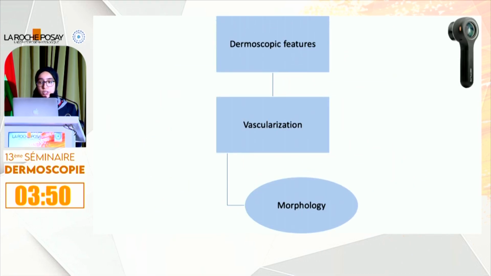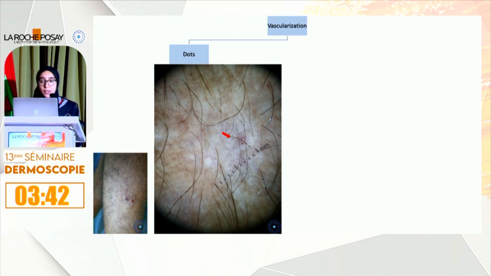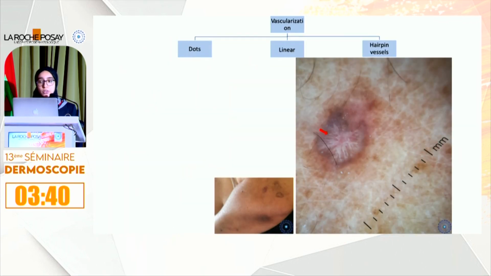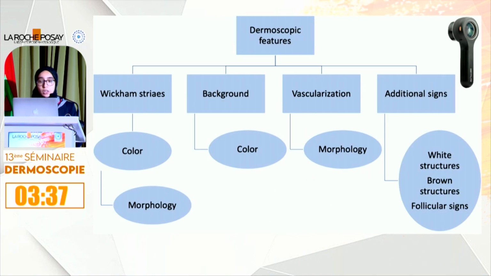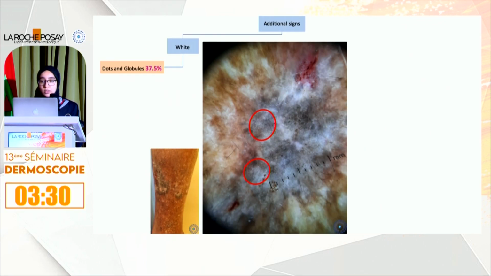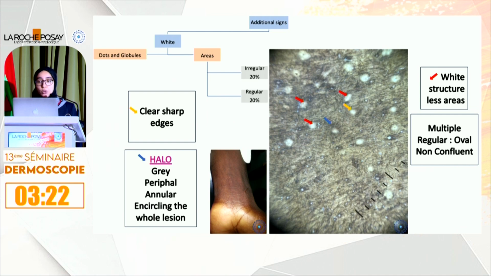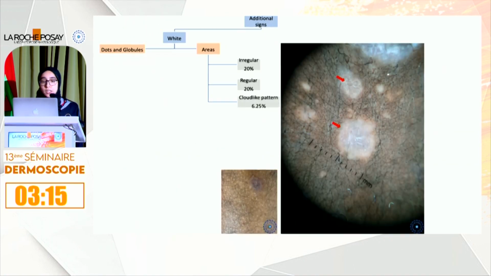Regarding the vascularization, it was not illustrious, notable in only 2%, all of whom were of phototype 4. We had the daughter vessels, the linear vessels, and the hairpin vessels. In regards to additional signs, we have white features, brown features, and follicular signs. The white dots and globules dominated with 37%. Trailing close behind were irregular white structureless areas and oval, non-confluent white structureless areas with clear, sharp edges and a gray peripheral halo, an aspect found in lichen nitidus.